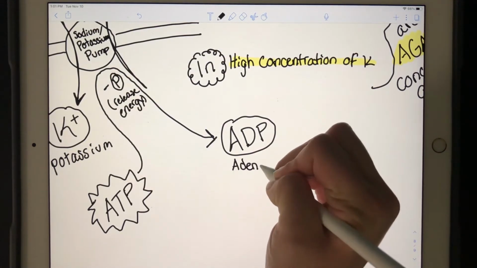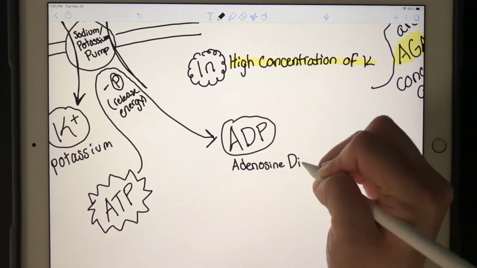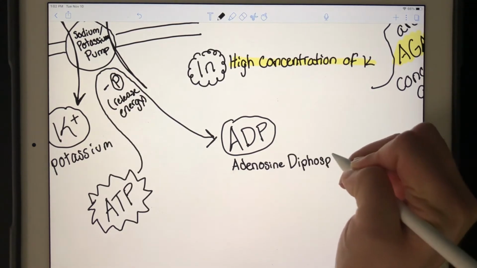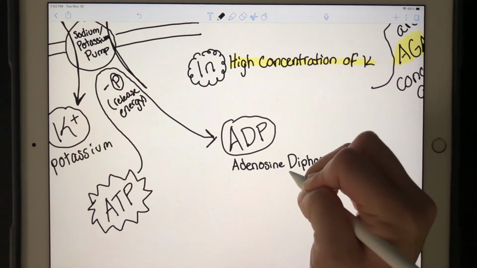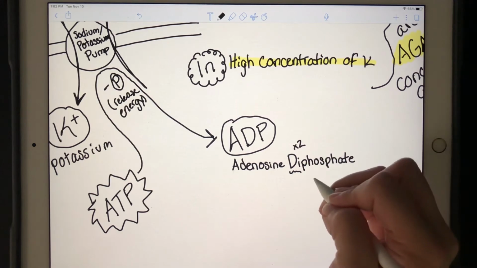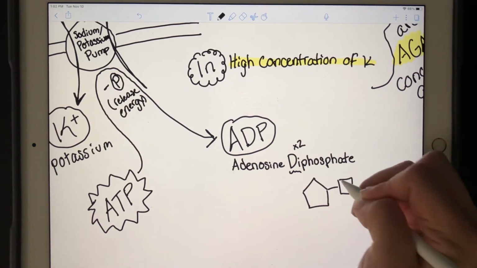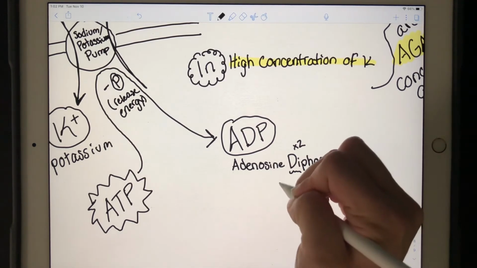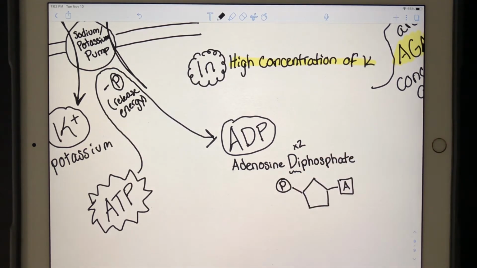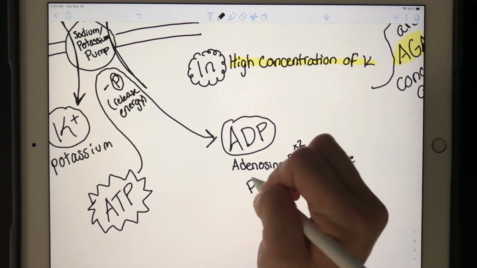ADP is just adenosine diphosphate. And di just means two. So now we still have that adenosine, that nucleotide, but now we only have one phosphate to phosphate bond.